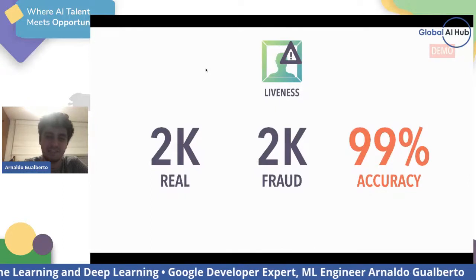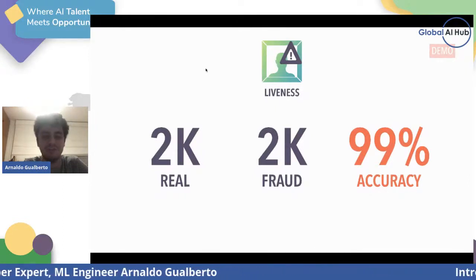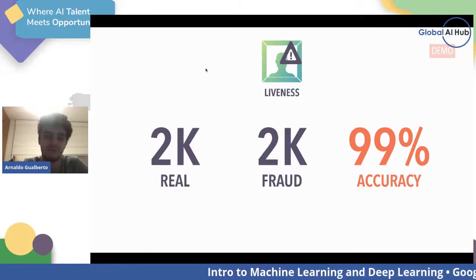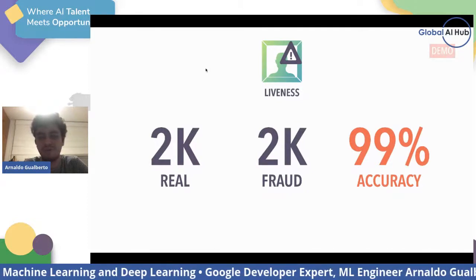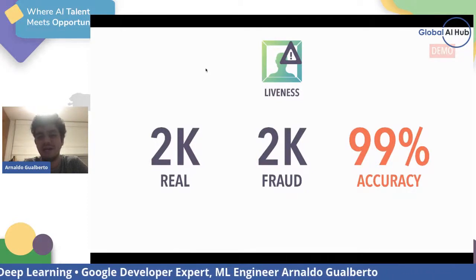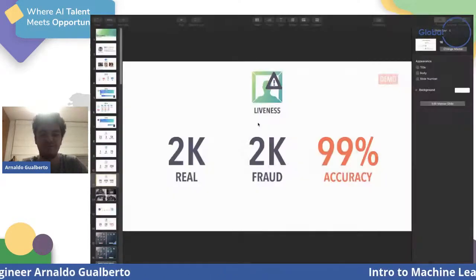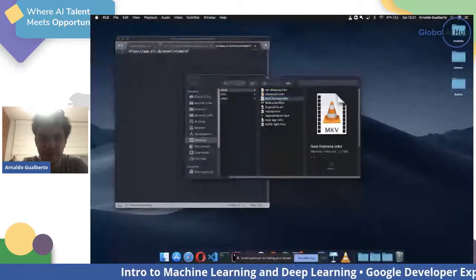So basically, for this problem, we have 2,000 images from real persons and 2,000 images from fraud cases. For example, a picture from a picture or a picture from a video, and I think it's better to see it in the video itself. So basically, the result of this project is this one.